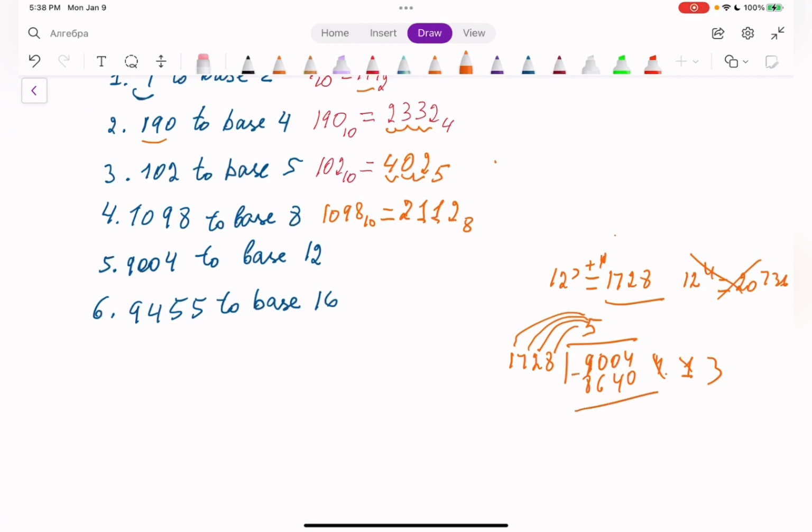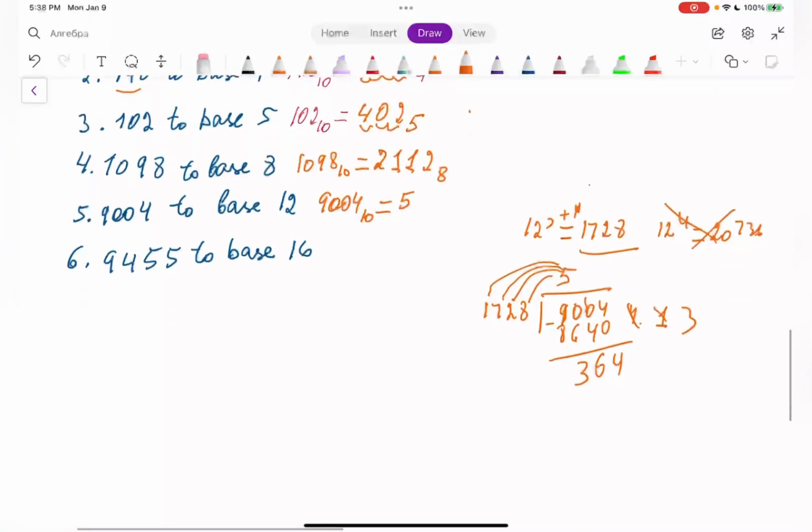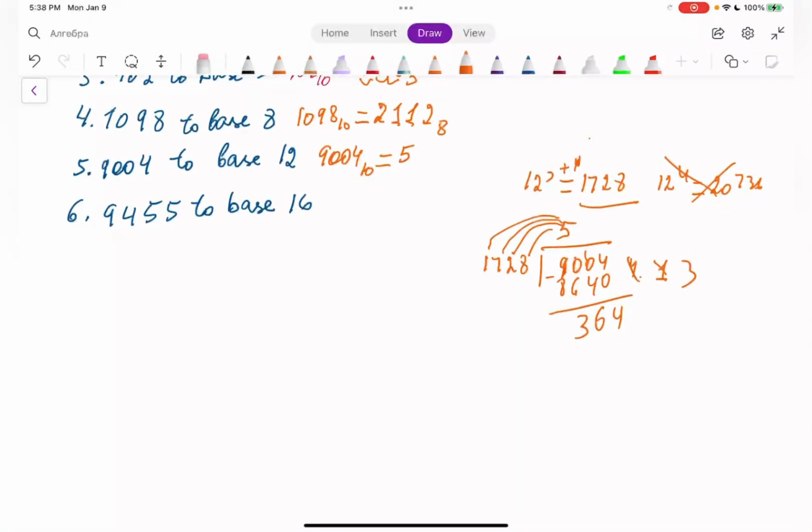Subtracting. 4. 10 minus 4 is 6. Here will be left 9. 9 minus 6 is 3. Here was 8. So 8 minus 8 is 0. 364. So the first number is 5. Now the second number, 364. Let's see, 364.